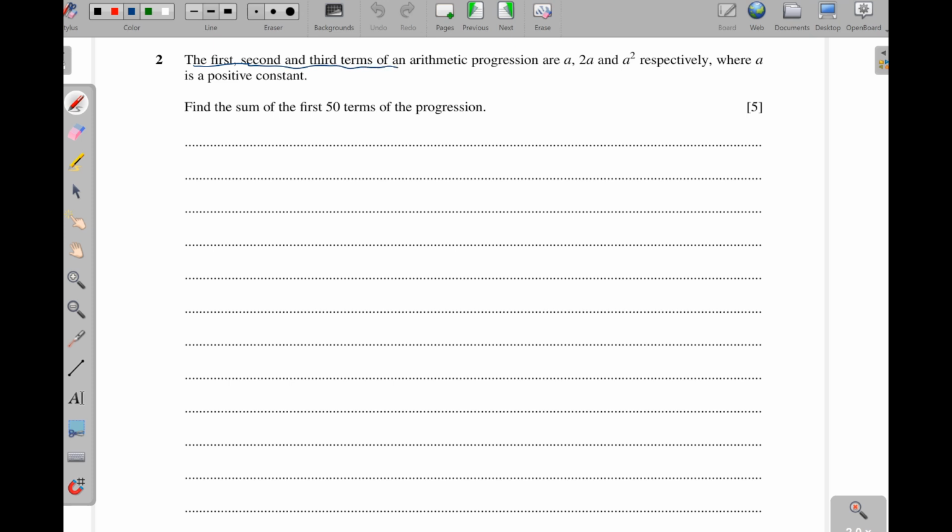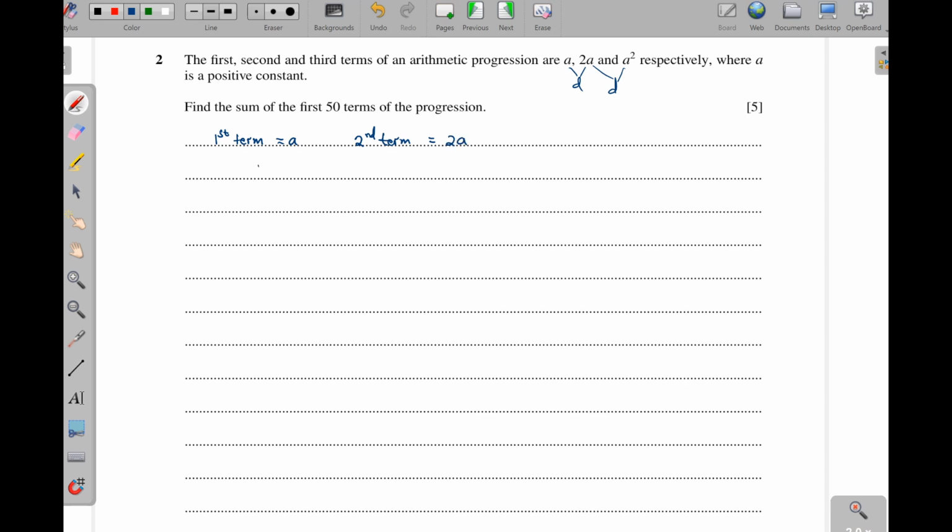Question 2 is coming from arithmetic progressions. The first, second, and third terms of an AP are a, 2a, and a squared respectively, where a is a positive constant. Find the sum of the first 50 terms of the progression. Okay, so our first term is equal to a. Then to get the common difference, there is always a common difference here and also here, the same. So meaning we can get the second term, which is equal to 2a.